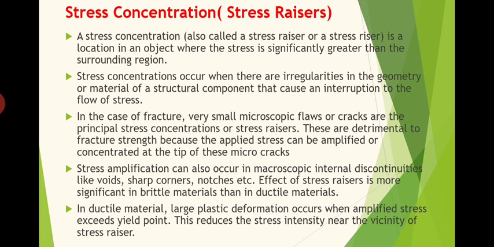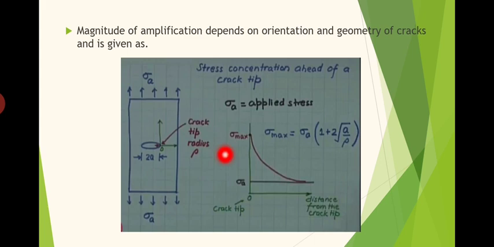These are detrimental to the fracture strength because the applied stress can be amplified or concentrated at the tip of these micro cracks. If a crack is there within the metal, I can show you the figure. This figure shows an elliptical crack within the material of size 2a. If we talk about the size of the crack, for an internal crack we take half of the total size of the crack. So the crack size is expressed as a, and I am applying a normal tensile stress of amplitude sigma a at both ends.